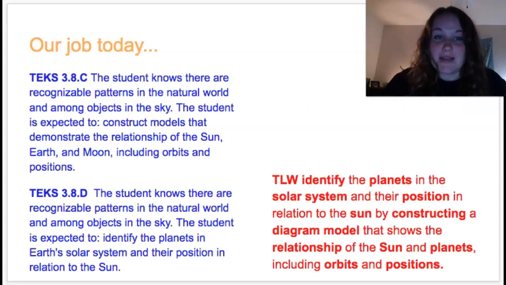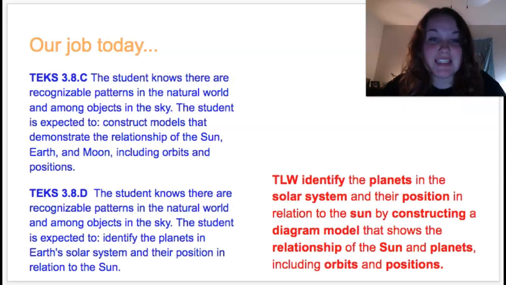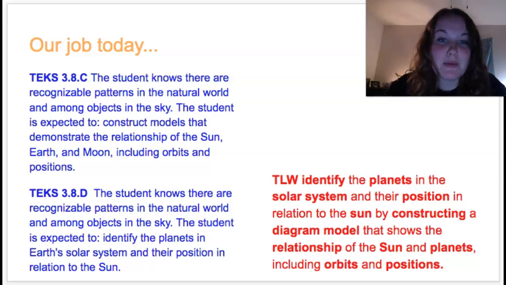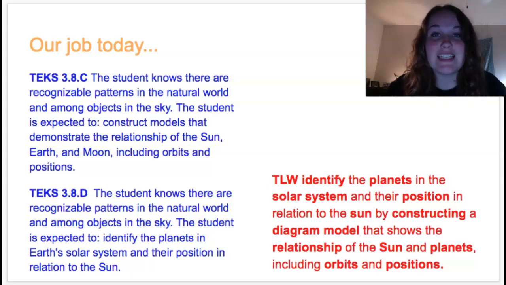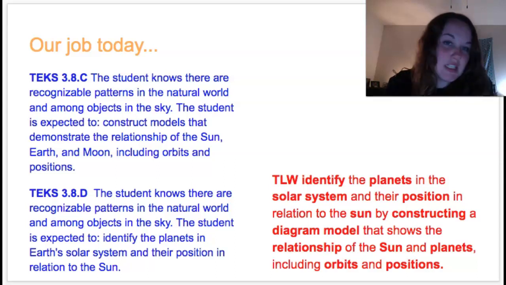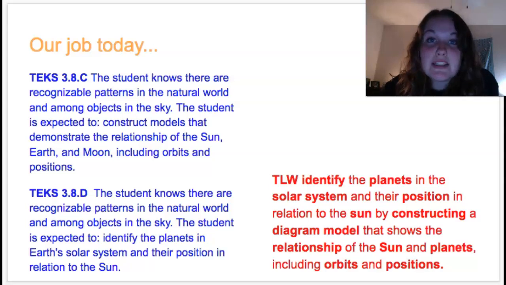So our TEKS today, 3.8c: the student knows that there are recognizable patterns in the natural world and among objects in the sky. The student is expected to construct models that demonstrate the relationship of the sun, Earth, and moon, including orbits and positions. Then, TEKS 3.8d: the student is expected to identify the planets in Earth's solar system and their position in relation to the sun.